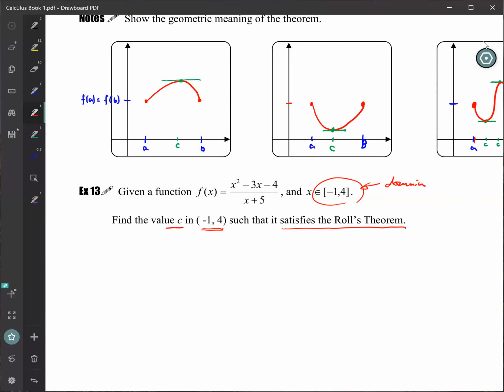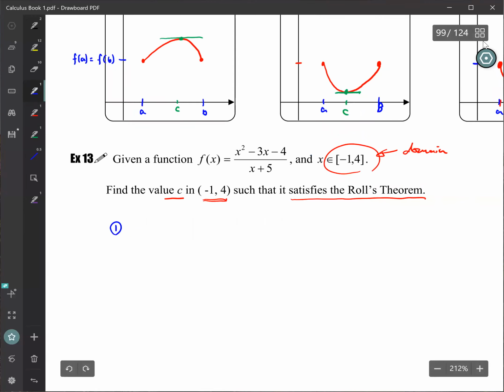So Rolle's theorem, first condition, what's condition number one, Joan? f of x must be continuous on a closed interval [a, b]. Okay, what's the [a, b] here?